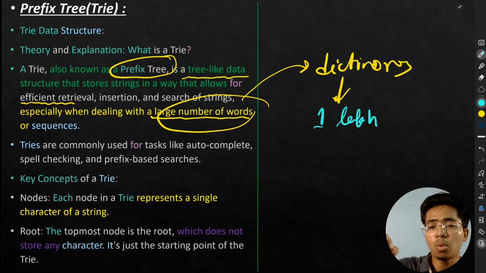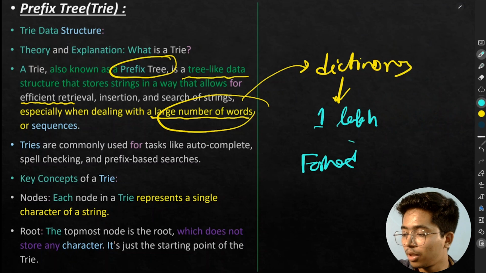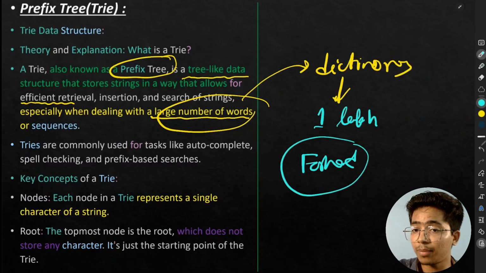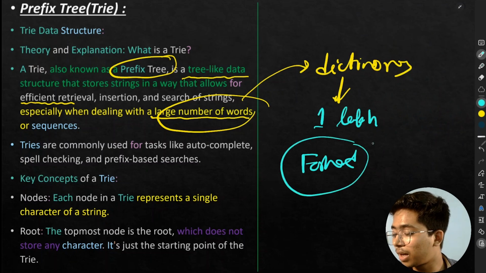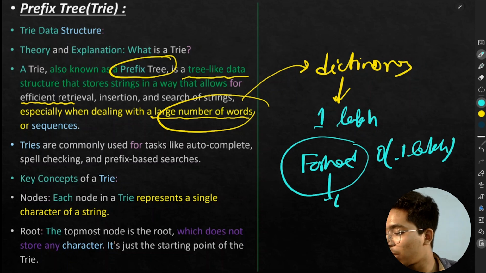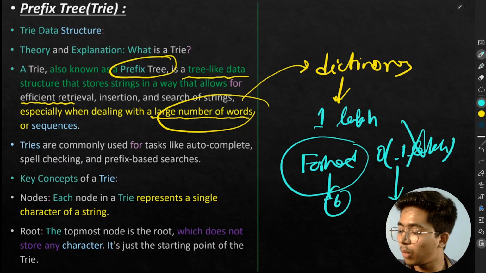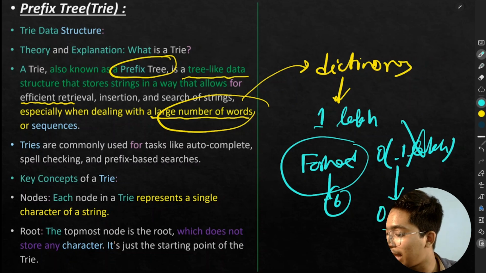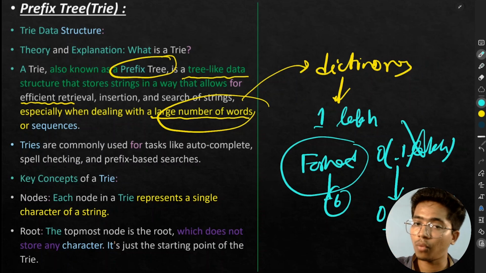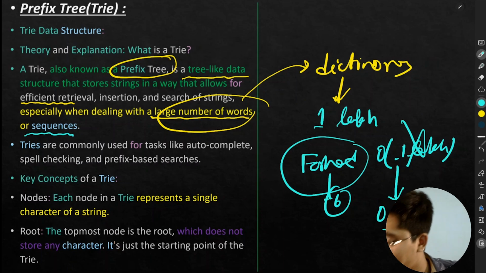Just think there are 1 lakh words and you want to search for a pattern. Say my name, Farhad. We want to search for the pattern Farhad. If we use any other type of optimized algorithm for that, the time complexity will be big O of 1 lakh. But there are only 6 letters in Farhad and we are using big O of 1 lakh. This is not optimized. We want to use big O of only 6, and that's why we use trie. So this is used for dealing with a large number of words or sequences, and if there are sequences, that means pattern type. This is why we use trie.